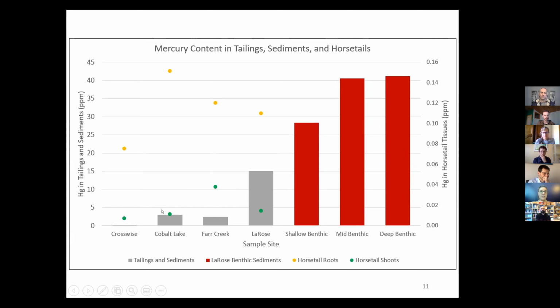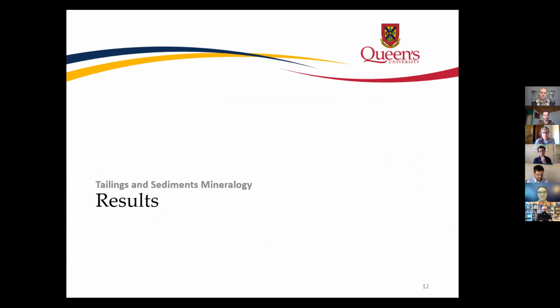What's interesting is that Cobalt Lake doesn't have the highest mercury content. However, the horsetail tissues do have higher mercury content than some other sites, including Larose Pond. This might be telling us something about the bioavailability of mercury at this site, which is something that we could follow up with, possibly with mineralogy work.